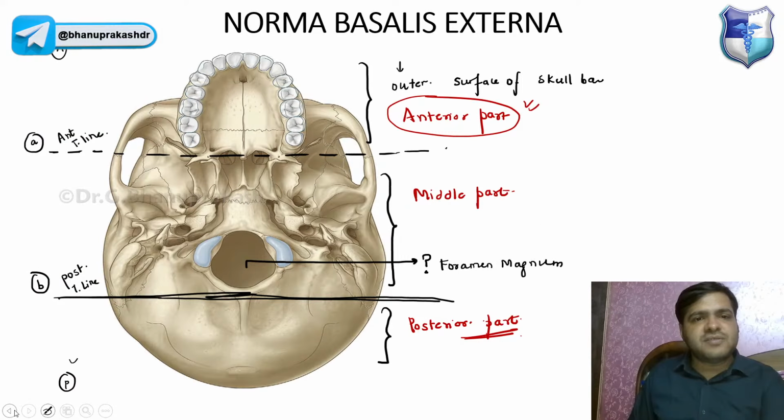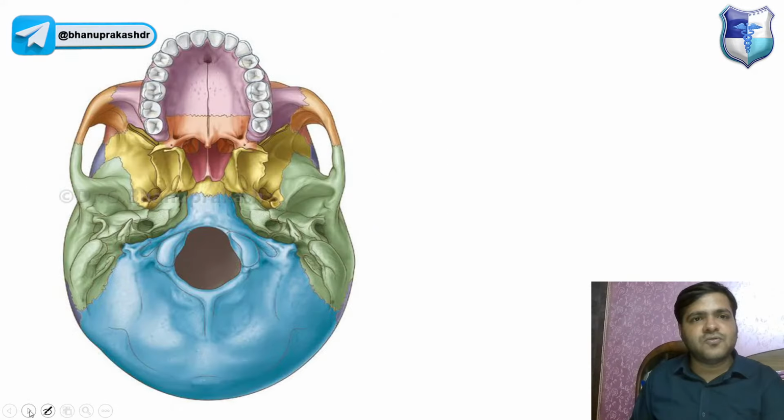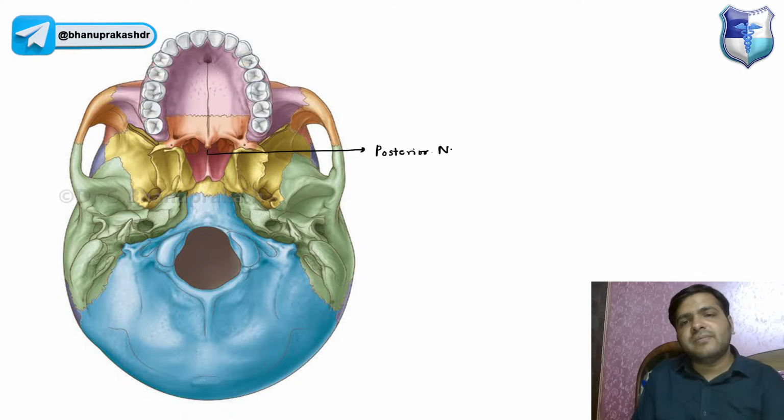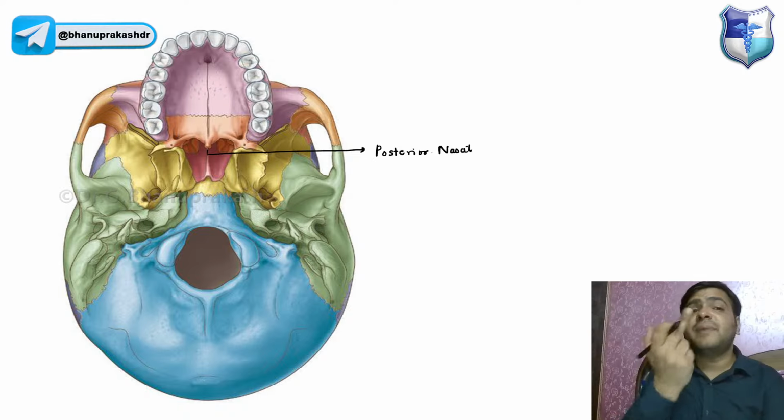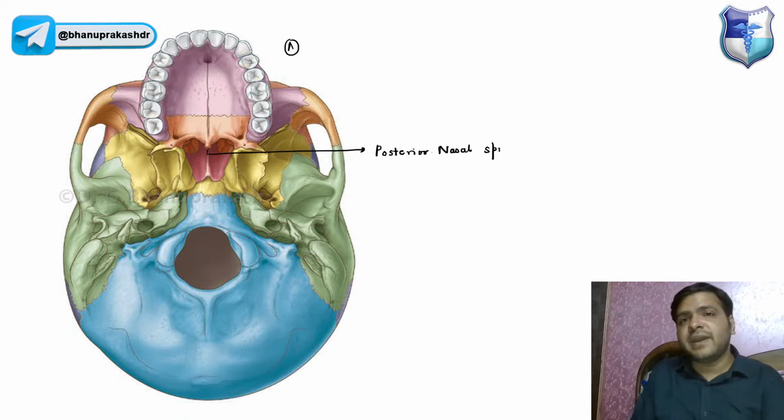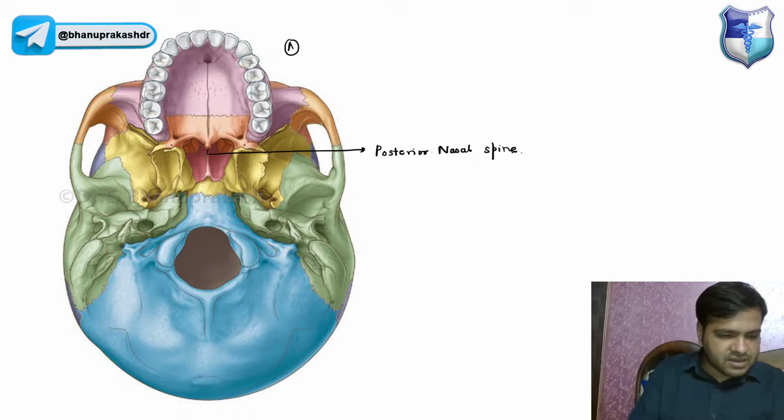We also have one more structure. It is not much visible over here, but if you focus on this particular structure, guys, I hope you can see over here. Yes, it is called the posterior nasal spine. There is an anterior nasal spine also, but that is towards the front. We are going backwards. So we have the posterior nasal spine also.